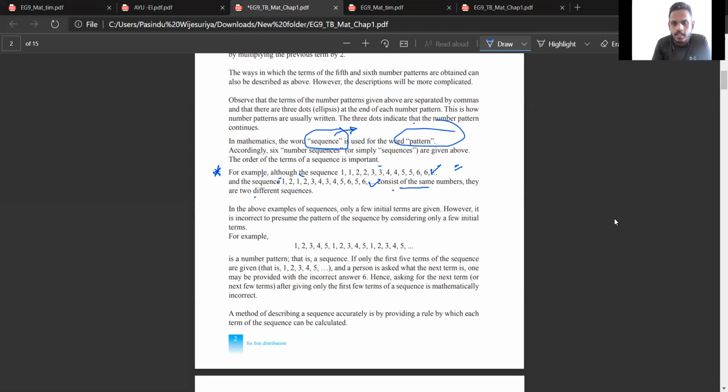So it consists of the same numbers but they have two different sequences. Same numbers, two different sequences.